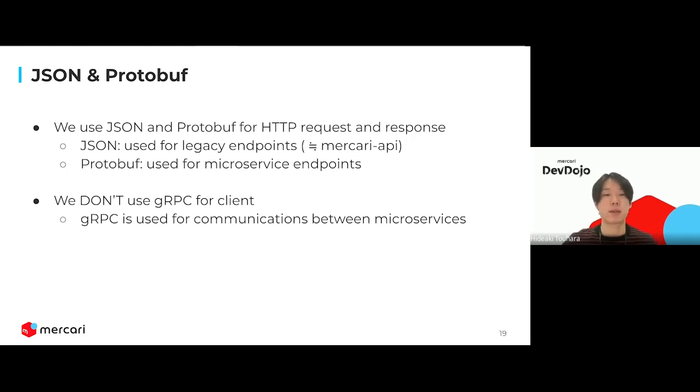Next, this is about networks. Basically, for the client and the server communication, we use JSON and protobuf for HTTP requests and responses. And when it comes back as a JSON, it tends to be for legacy endpoints. So that means endpoints that haven't been made into microservices yet. So those tend to be JSON, and those that have already been transferred to microservices tend to be protobuf.